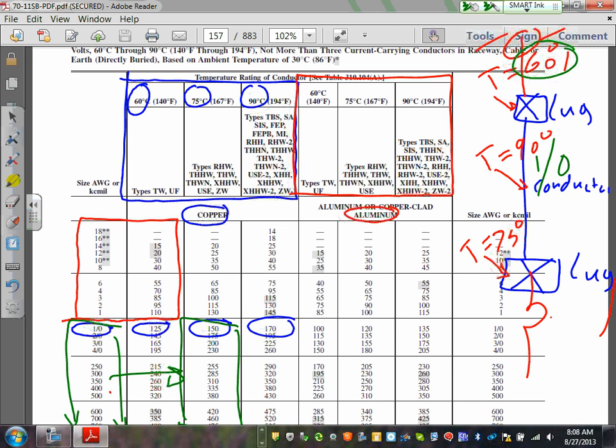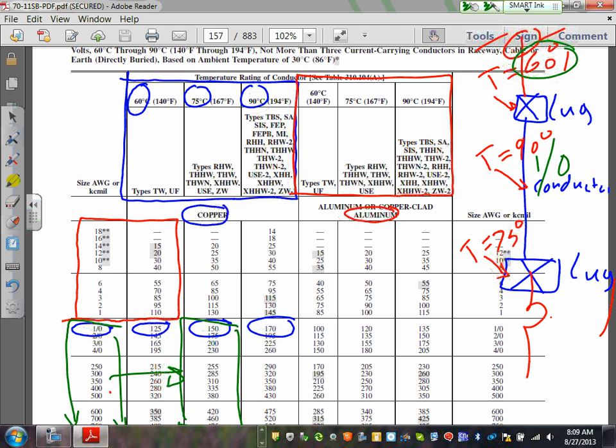Take this. 1 watt. No idea what the lugs are. I don't tell you anything about the lugs. How much amp can this 1 watt carry under normal operating condition? Normal operating condition, no temperature derating. 1 watt can carry 150. They call it normal operating condition. No derating.